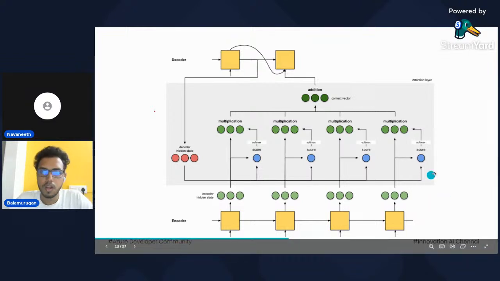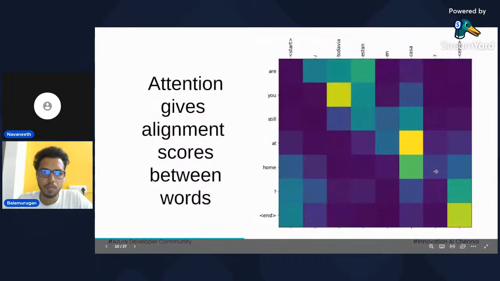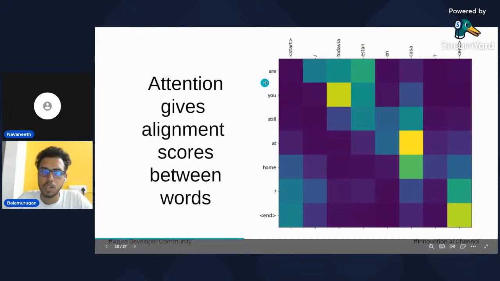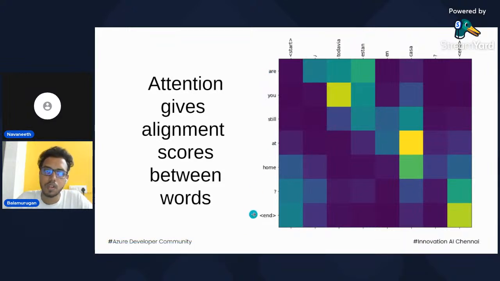So what is attention? Attention is just an alignment score between the words. For example, here two languages are there, one English statement and, I think, Italian or Spanish. Here we have: are you still at home? This is one statement, that is the input. This will be passed over to the encoder. The encoder will have a hidden state representation for all these words.